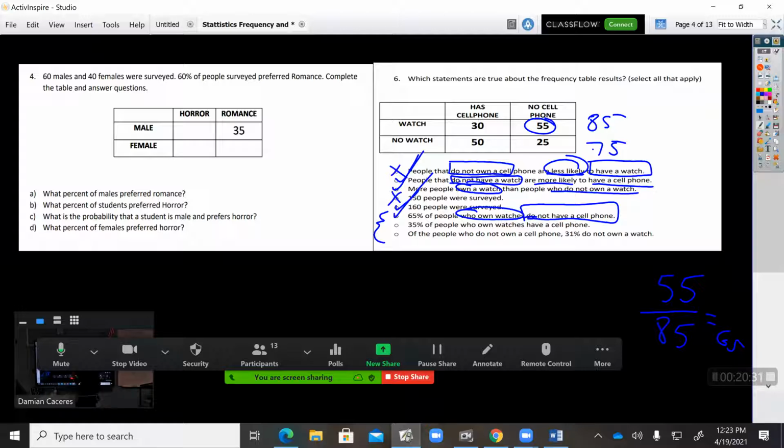So for the 35%, it says 35% of people who own watches. So again, my total is 85, because that's how many people own watches, have a cell phone. So own watches, has a cell phone, is 30. 30 divided by 85 is 30.352, which rounds off to 35%. What do you know? It's correct again.